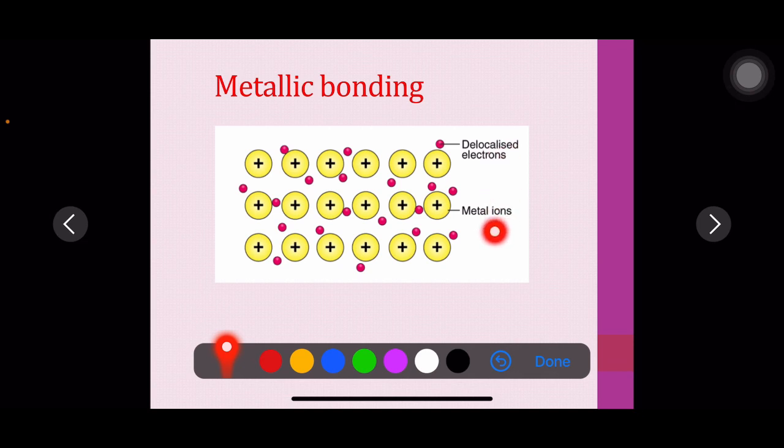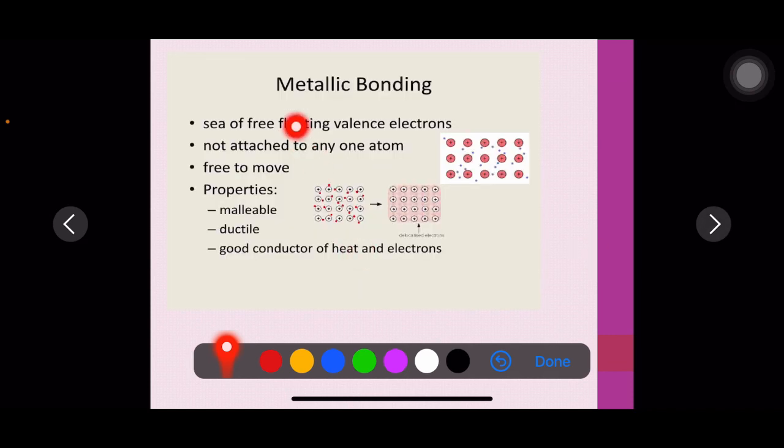Remember that if it is a group 1 metal, it will lose 1 electron per atom. If it is group 2, then there will be 2 electrons per atom, and group 3 will lose 3 electrons for each atom, or you can say cation. So in metals, there is a sea of free floating valence electrons, or free delocalized electrons, which are not attached to any one atom. They are free to move, also called free mobile electrons.